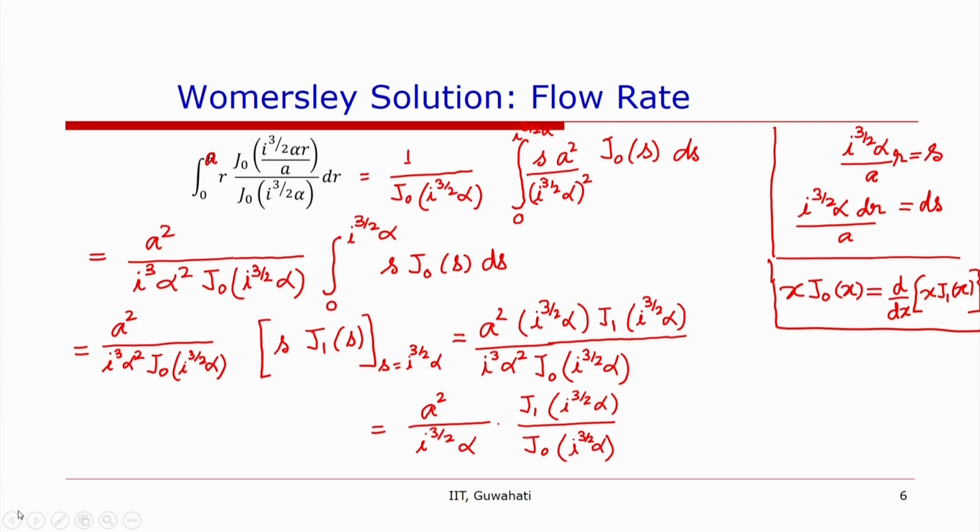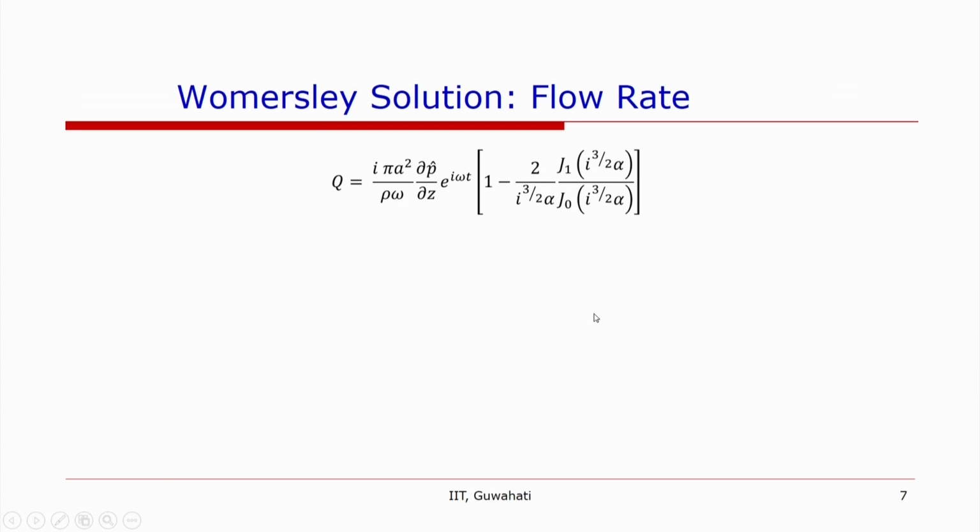So if we substitute that expression, we are going to get the flow rate to be i pi a square, which is the cross-sectional area of the channel, divided by rho omega. This is the pressure gradient and this term inside the bracket. As you might notice, this is a complex term and we need to obtain its magnitude and phase angle.